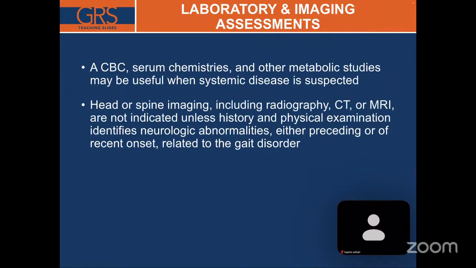As I mentioned before, lab tests may not be necessary, but when a systemic disease is suspected as a contributor to gait impairment, basic lab tests like complete blood count, serum chemistries, vitamin B12, and other metabolic studies may also be useful. However, imaging studies like radiography, CT scan, or MRI of the head or spine are not routinely indicated.